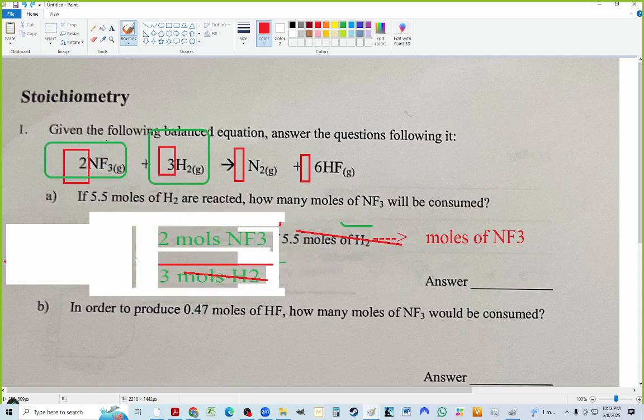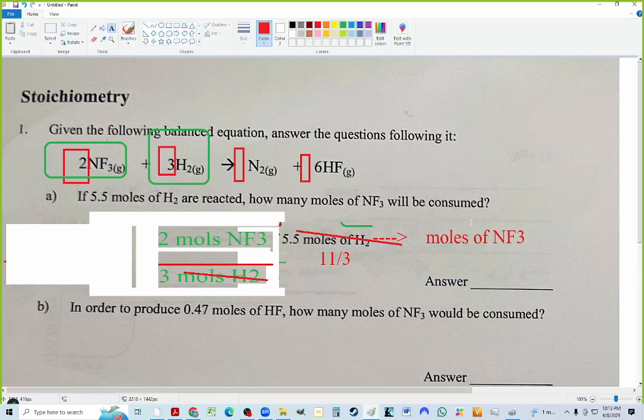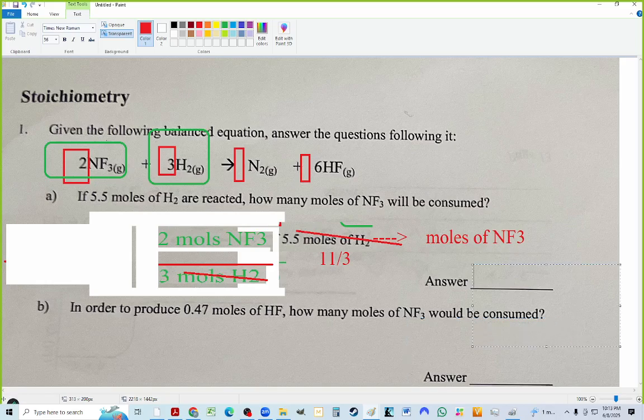So that would be, I'll just pull out my calculator quickly. Wait, that's 5.5 plus 3 is 8.2? No, multiply. Yeah, it's multiply, 11. It's 11, 11 divided by 3. Yeah, 3.666666. So that's how many moles of NF3 I'll create.